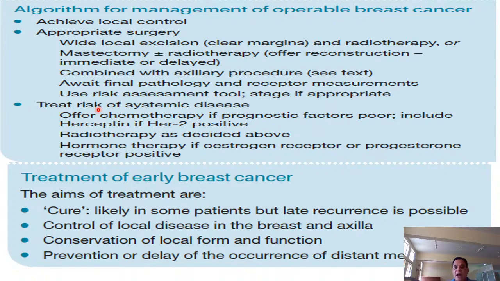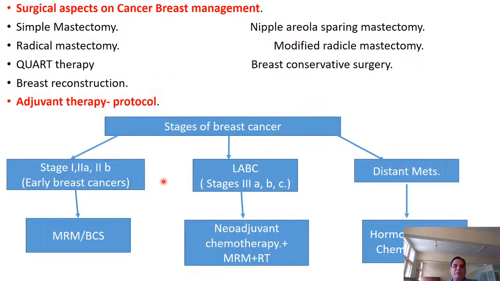See how the aim changes. In advanced carcinoma, it is palliation. In early breast cancer, cure. It is likely in some cases, but recurrence is more. Local disease control in the breast and axilla, that means local regional management, and delay the chances of distant metastasis. This is the aim of management. I think we are somewhat late, but this graph you must always remember. This is very simple and gives an idea of everything.